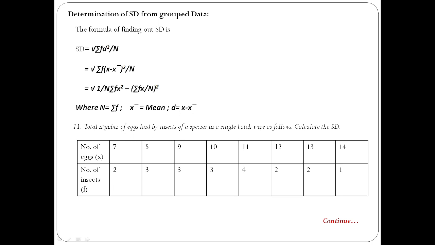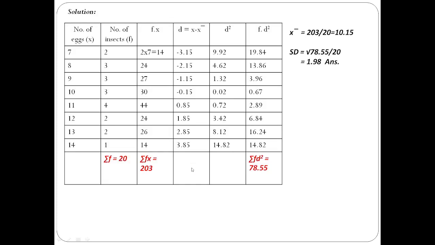x bar is equal to mean, and D is equal to x minus x bar. So here the data is represented in the form of the frequency and the values, x and f are there, so it is a grouped data. So here is the data. So how to calculate the standard deviation? So we need to prepare the table again.